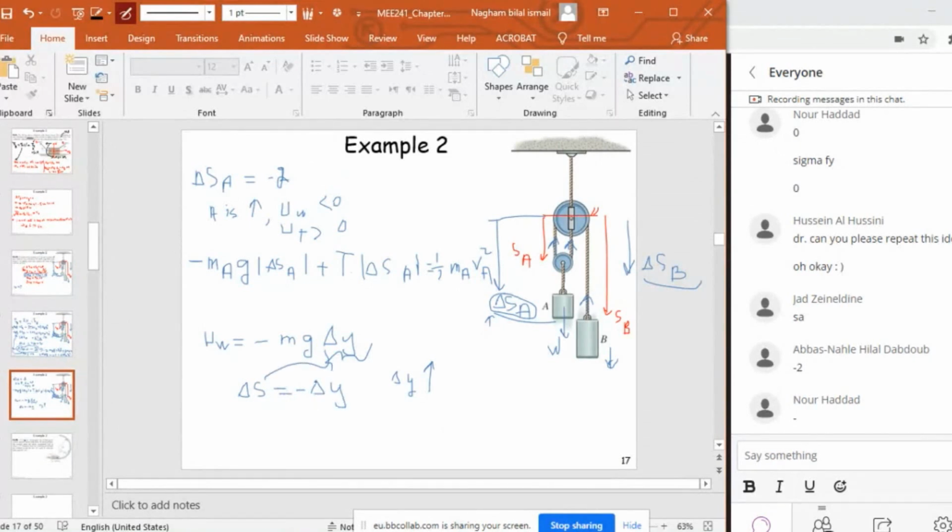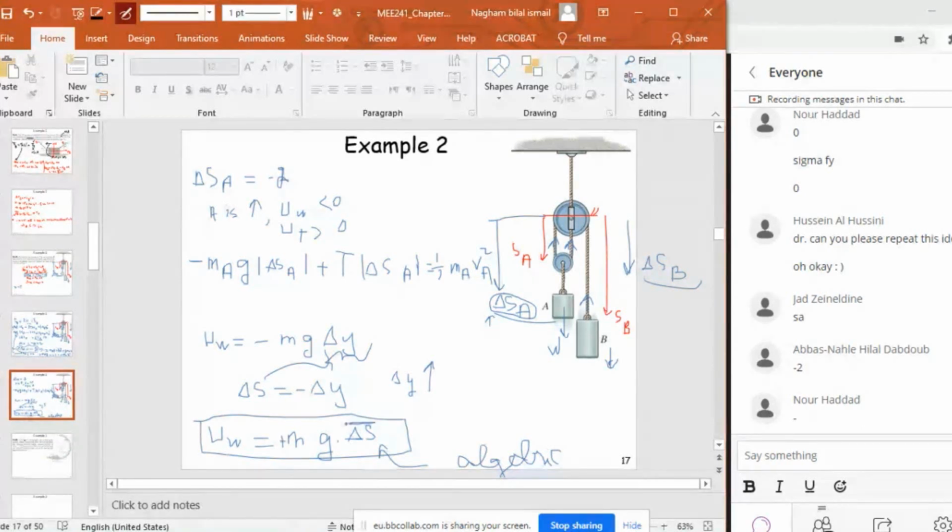So if you replace this delta S with delta y, then the work of the weight, and this will be the third equation of the work of the weight in dependent motion, is mg delta S. So it's positive mg delta S when delta S is assumed downward. And don't forget, guys, that this delta S is algebraic. So it could be negative or positive. But since it is assumed downward, then I should say that the work of the weight is plus mg algebraic value of delta S and not absolute value of delta S.